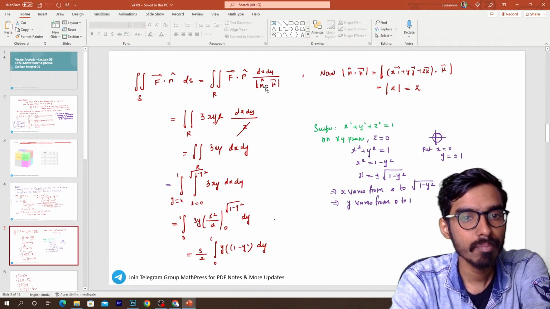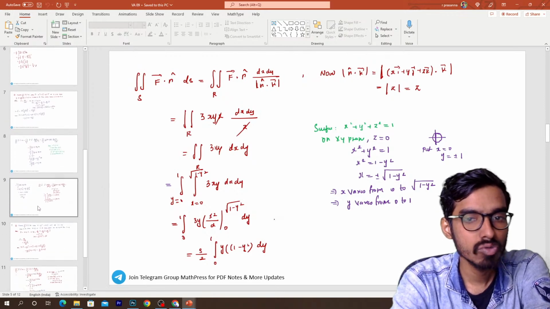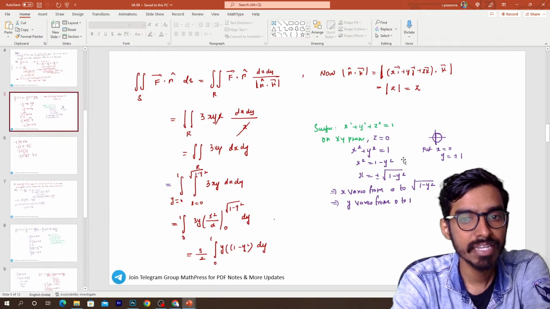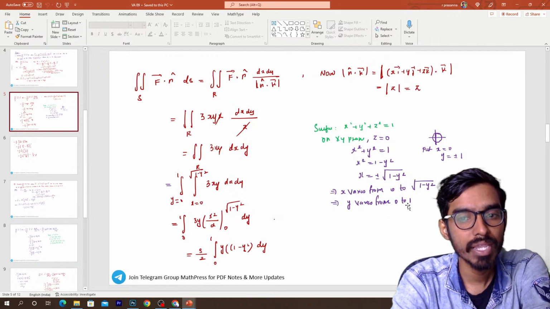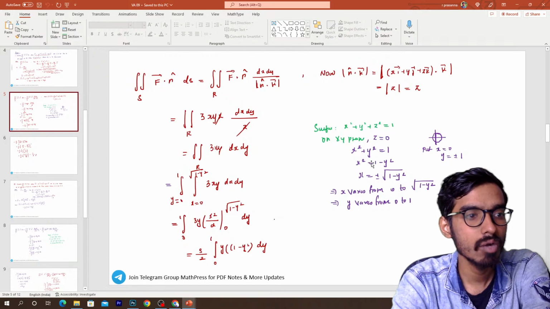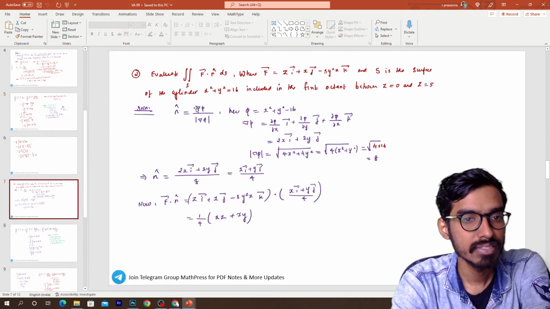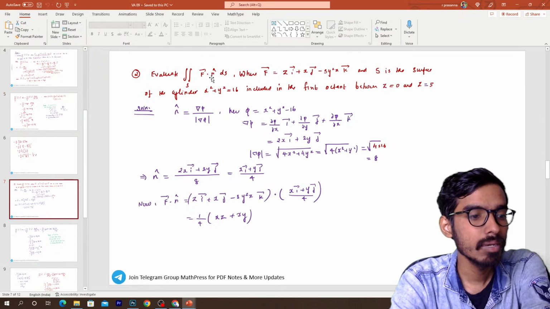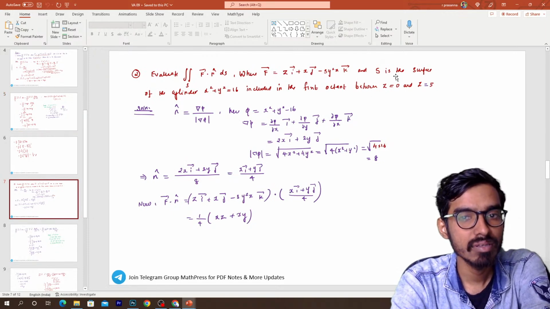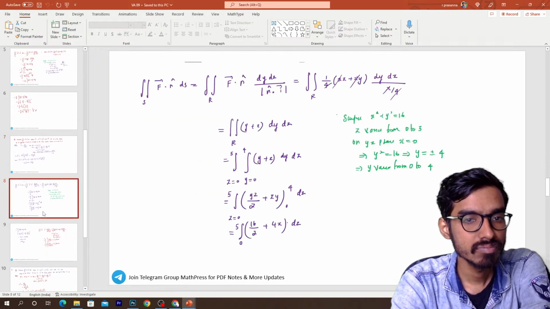You find n cap dot k, then you find the limits that we discussed in the previous class; you just go through that. In the xy plane, z is 0, so we have x square plus y square equals 1. x varies from 0 to root of 1 minus y square, and y varies from 0 to 1. I have already explained how these came. The second problem is: evaluate the double integral over S of F vector dot n cap dS, where F is this and S is the surface of the cylinder in the first octant.